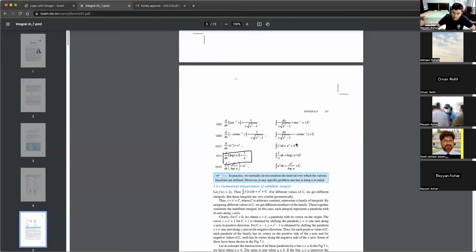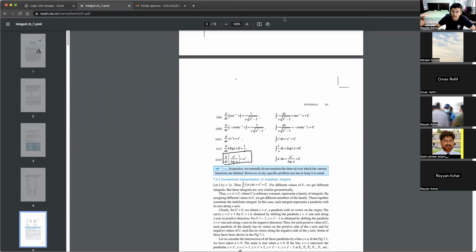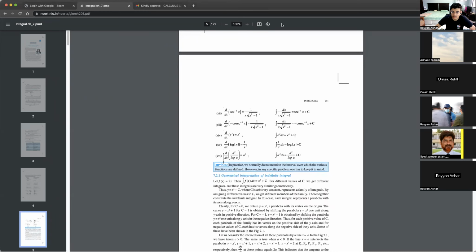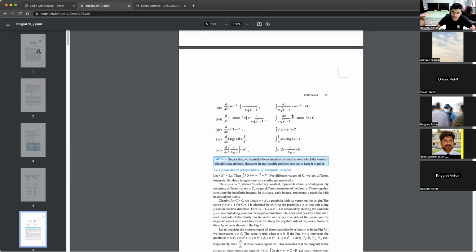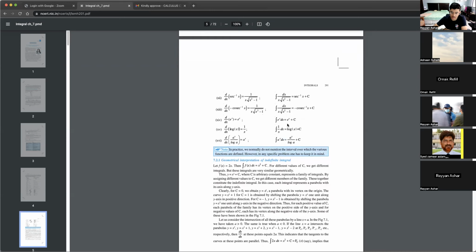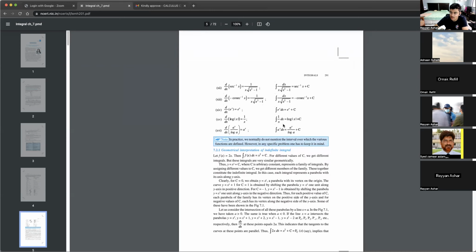Okay, moving on. Geometrical interpretation of indefinite integral. Let's read this first and try to make sense of it.